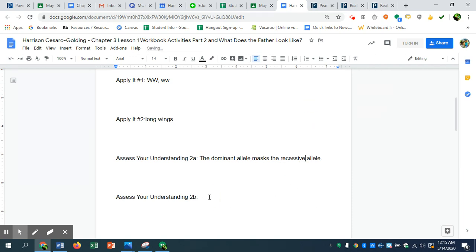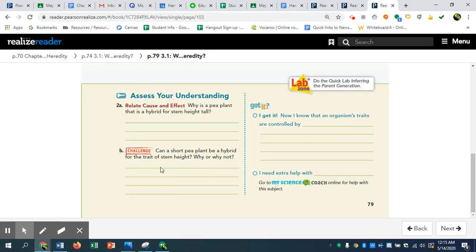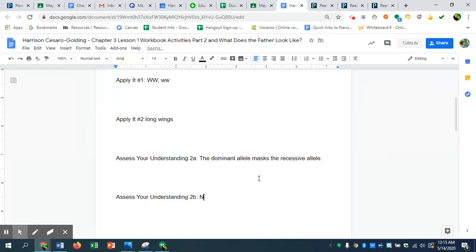Okay. Next question. I think we've talked about that a lot. Can a short pea plant be a hybrid for the trait of stem height? Why or why not? So the answer to that is no, it can't.